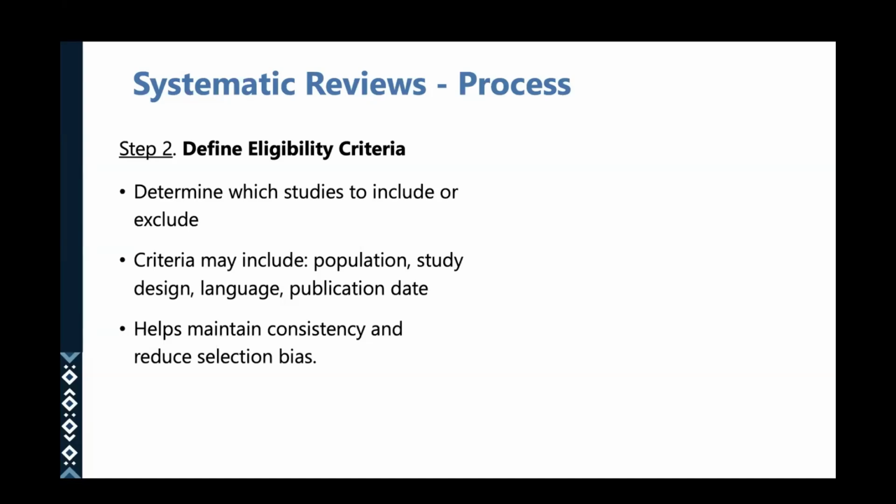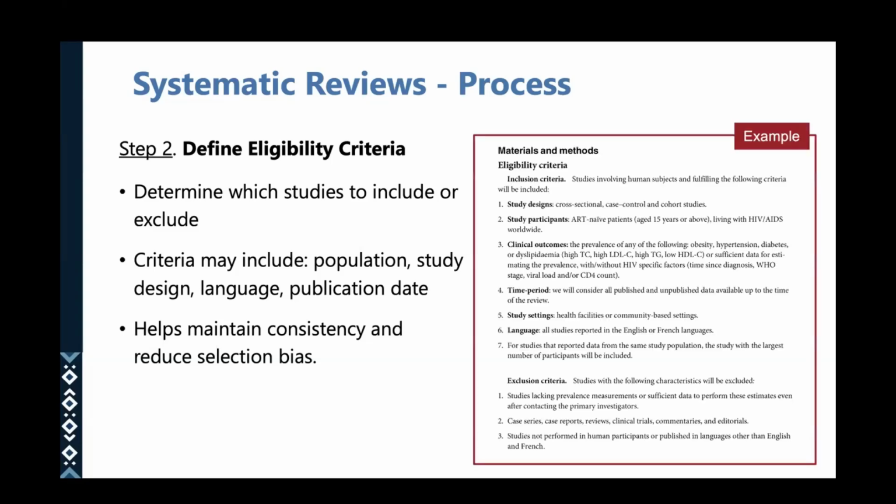And this eligibility criteria also helps us to maintain consistency and reduce selection bias. So without a criteria, you might end up with studies that are not really important and are not consistent in answering your research question. And also by defining it earlier, it helps you to get exactly the kind of studies you want. So from our protocol that we published, you can see in the materials and methods section that we laid out the eligibility criteria, that is the inclusion criteria and the exclusion criteria.